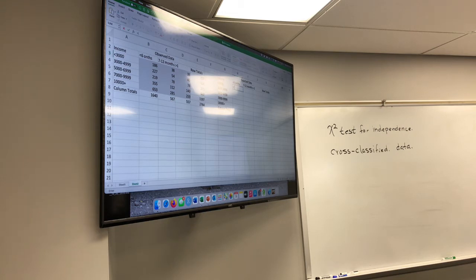So in answer to the question bopping around in some of your heads, on the next homework assignment, will I allow you to do things in Excel? Yes, I will. I'll also require you to do some things by hand, but I will allow you to do some things via Excel.